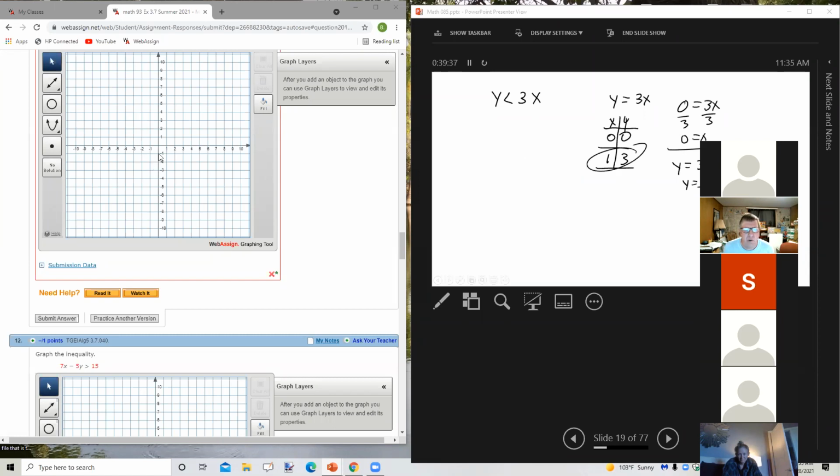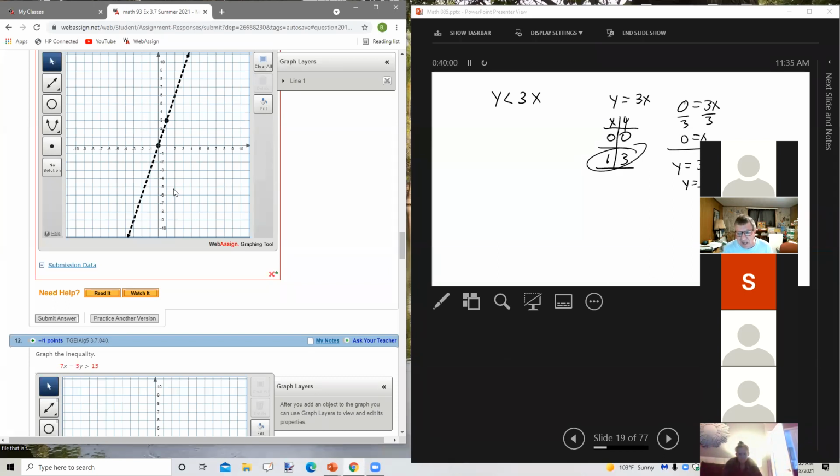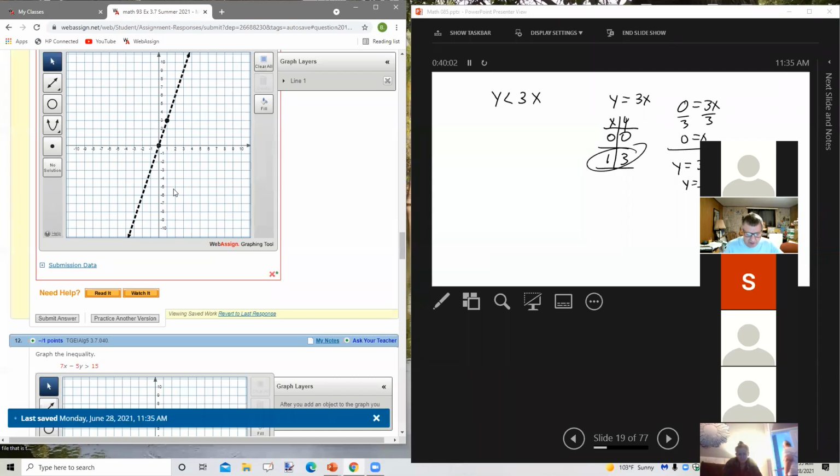Okay, so now we're going to go over here and we're going to use 0, 0 and 1, 3. Okay, let's see, 0, 0 and 1, 3. Oh, it says less than, so I'm going to use a dashed line. All right. Well, I've got another problem. Since this dashed line goes through the origin, I can't use the origin as a test point. I'm going to have to use something else.